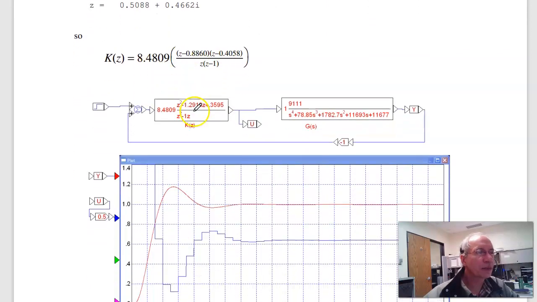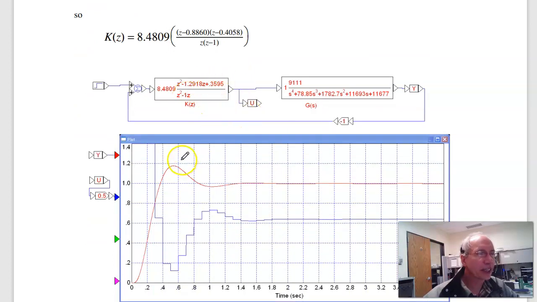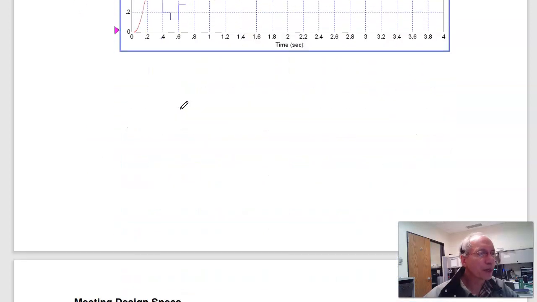So there's k of z. And the acid test is try it, and I should have 20% overshoot. It's close, a little bit off. No error for step input, a little bit faster. Probably just didn't quite get that to enough decimal places. But that's problem 3.